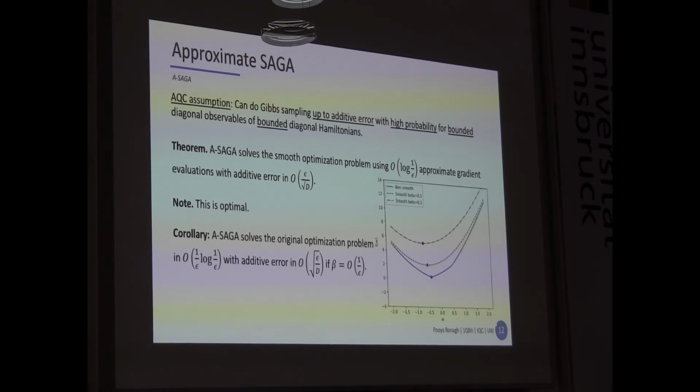The last thing I want to say is that it's optimal, in the sense that you can't get better than logarithmic dependence. And if you try to solve the original problem, you have to correct for that shift that I was talking about. If you do that, then you get almost optimal scaling for the original problem. So you get linear plus a log, but if you neglect the log, it's optimal.